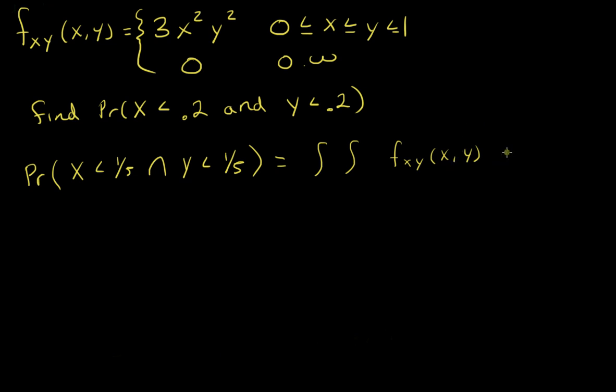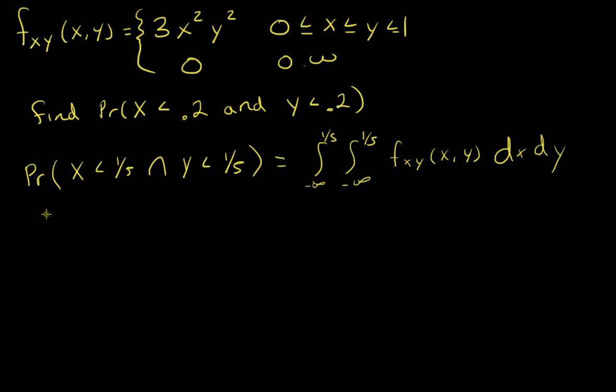Let me go ahead and finish my thought here. So I'm integrating, it says x is less than 1/5. So my integral for x should be from -infinity to 1/5. And then for y is less than 1/5, so this would be -infinity to 1/5.